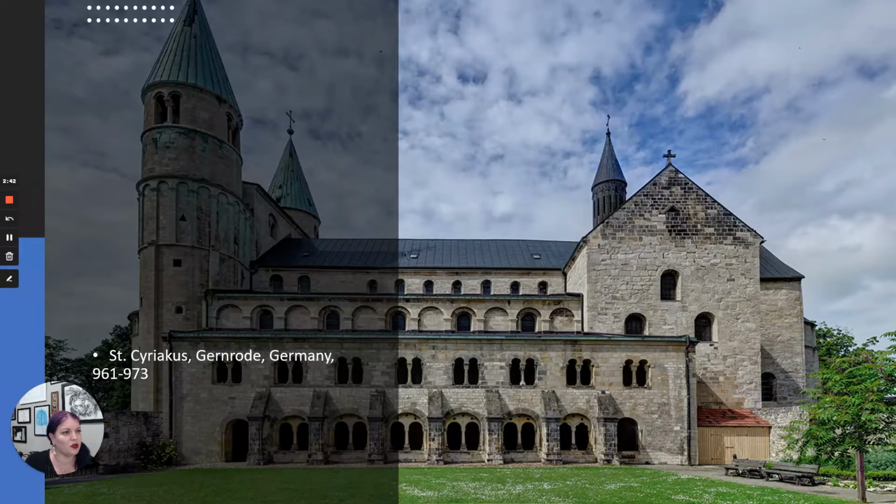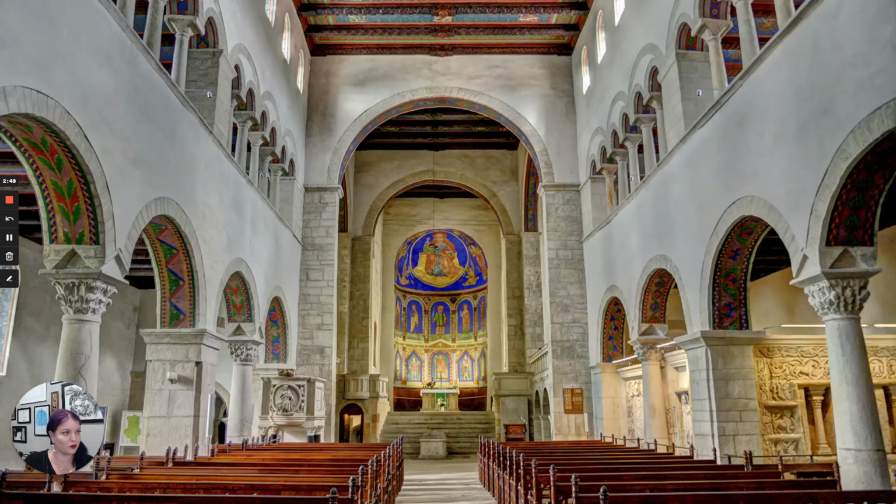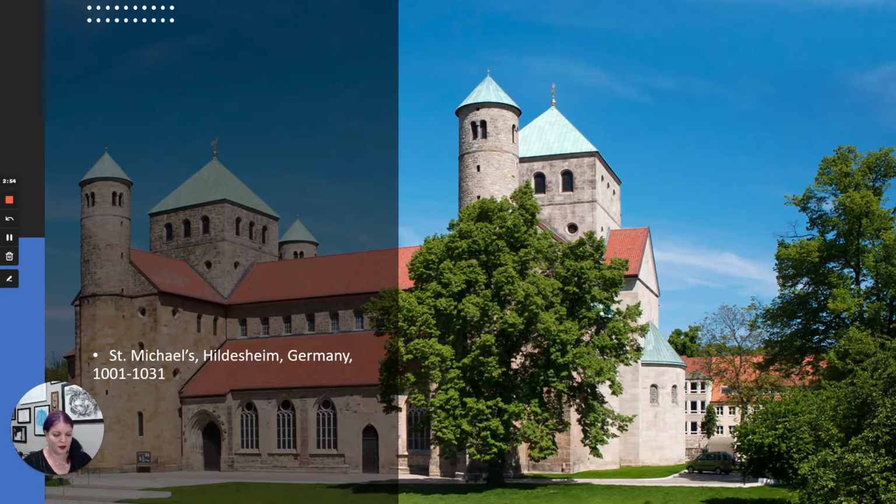And if we go back, you can see that the westwork is in place at the front of this church as well. So we have our two towers in the front for that westwork, which is the Carolingian influence. Let's look at some other examples.